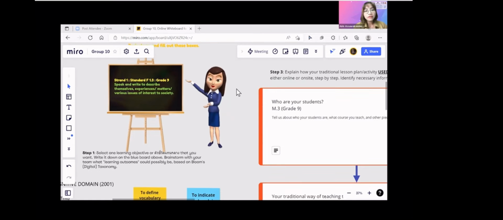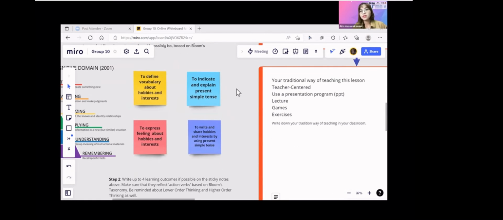We also have 4 learning outcomes that we want our students to achieve. First, the student can define vocabulary about hobbies and interests. Secondly, the students are able to indicate and explain the present simple tense. Next, the student can express feelings about hobbies and interests. And the last one, the student can write and share hobbies and interests by using the present simple tense.